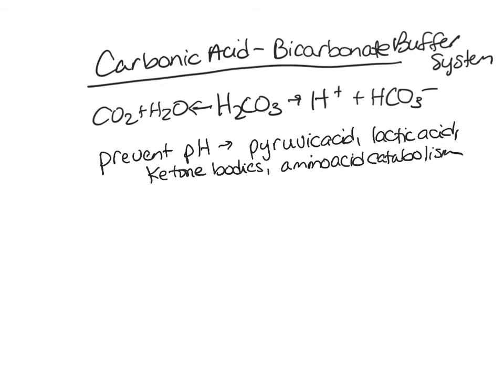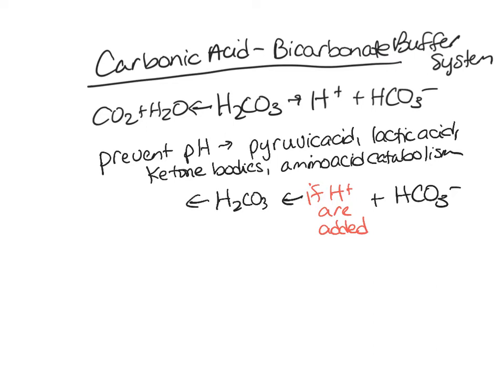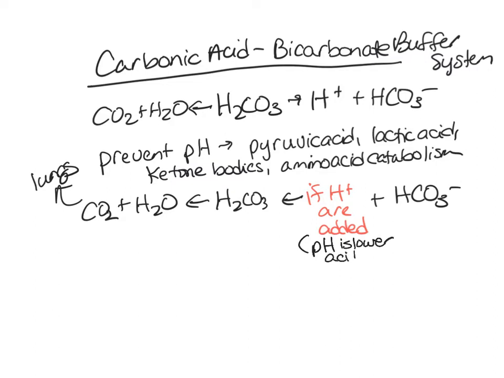So with this buffer system, if hydrogen ions are added, they will combine with bicarbonate to produce carbonic acid, which will immediately break down into water and carbon dioxide. And then carbon dioxide can be breathed out by the lungs. When hydrogen ions are added, this means that the pH is lower. So this means that the pH is acidic.